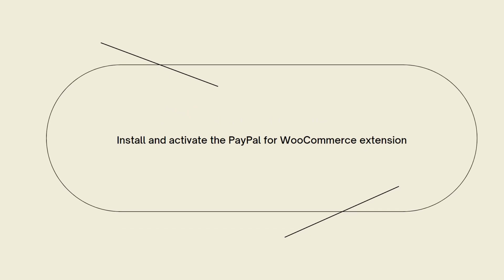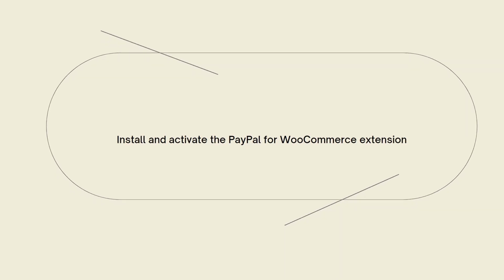After that, what you need to do is to install and activate the PayPal for WooCommerce extension. In the WordPress admin dashboard, go to Plugins and click on Add New, search for PayPal for WooCommerce and click Install Now. That's the PayPal for WooCommerce plugin developed by PayPal. After installation, click the Activate button.